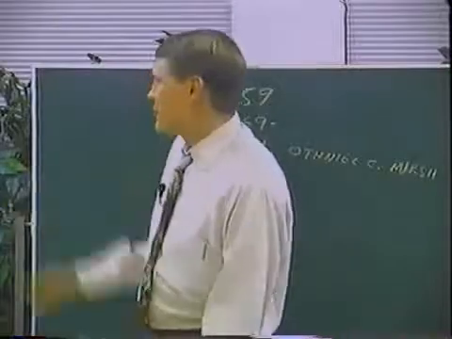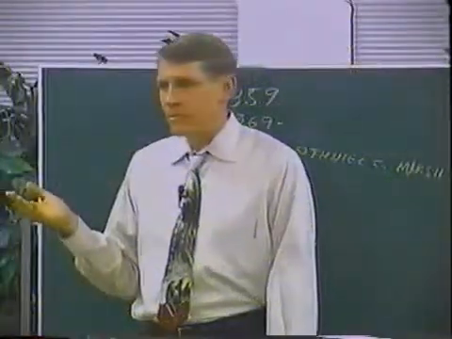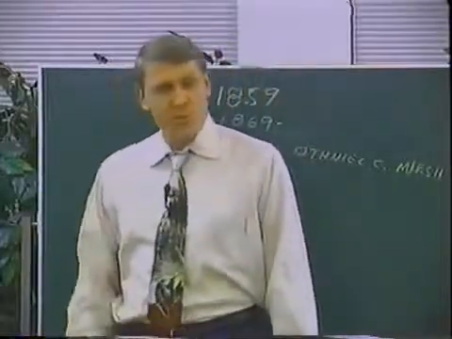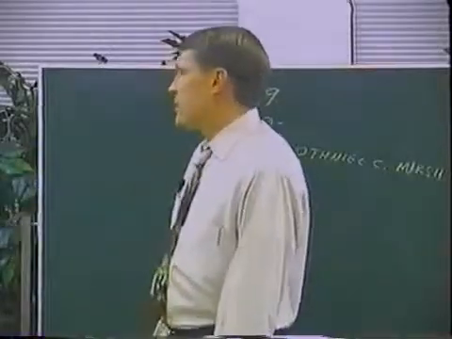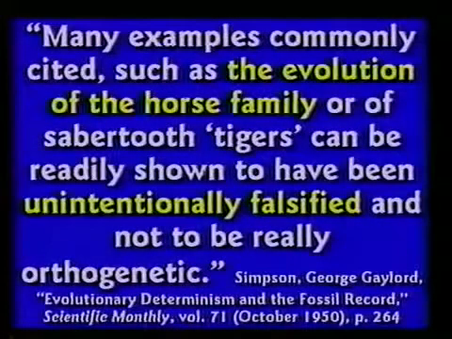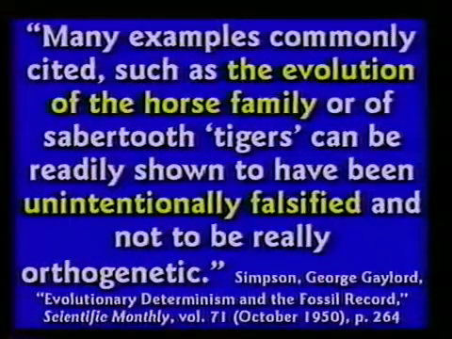Back in this biology textbook, they said the other examples, including the much repeated gradual evolution of the modern horse, has not held up under close examination. What are they saying here? In other words, it's not true. All right? 1950, G.G. Simpson, George Gaylord Simpson, who was a strong believer and a proponent of evolution, he wrote an article in Scientific Monthly, 1950, October, that said many examples commonly cited, such as the evolution of the horse family or of saber-toothed tigers, can be readily shown to have been unintentionally falsified.